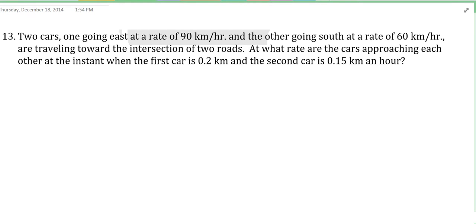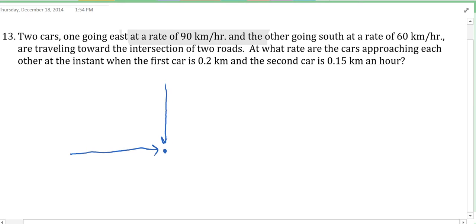So this is another one with two cars approaching each other. They're headed towards the same intersection, right? So let's say the intersection's here. One car is going east, so it has to be coming from this direction like this. Cool. And one car is going south, so it's really coming from the north because it's headed south. All right?